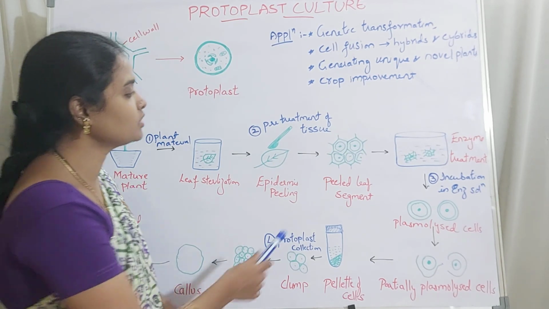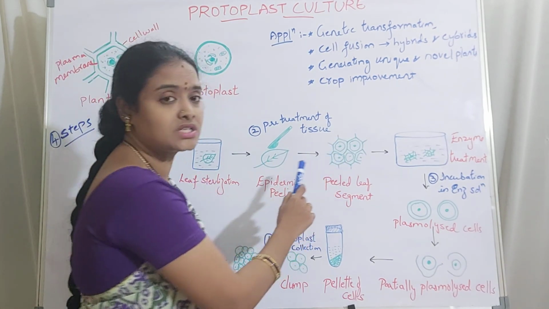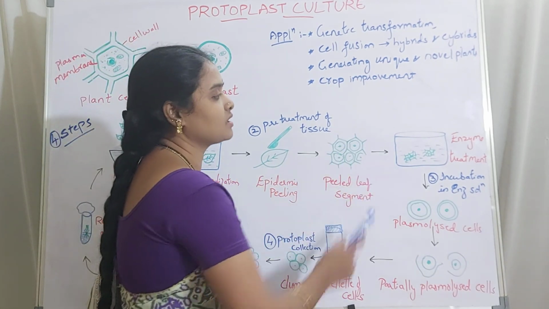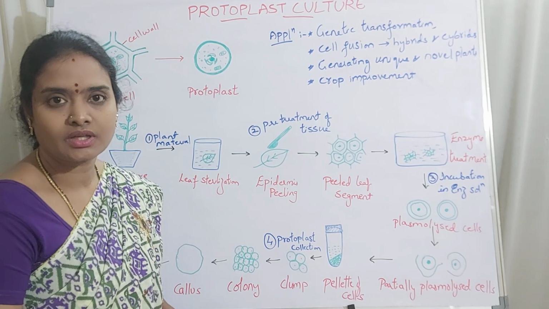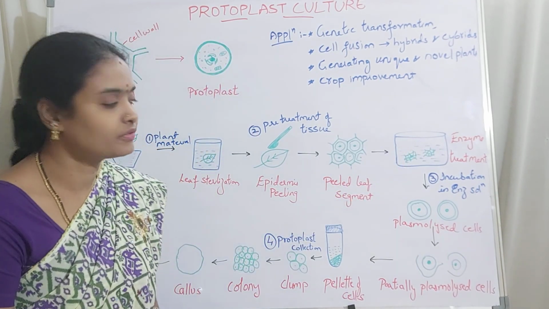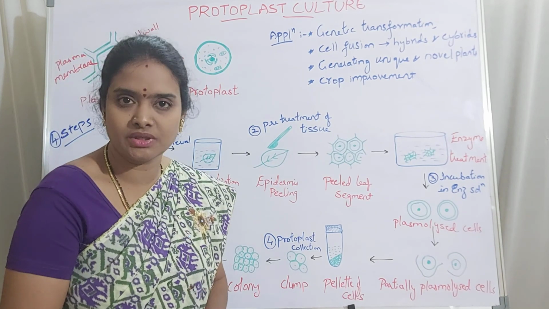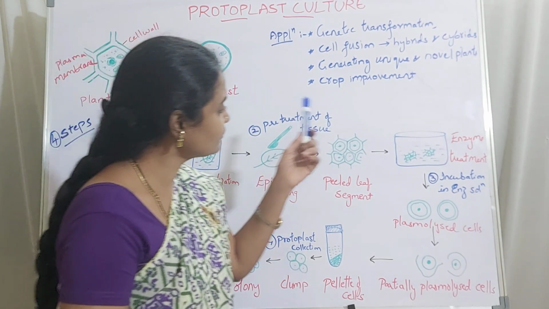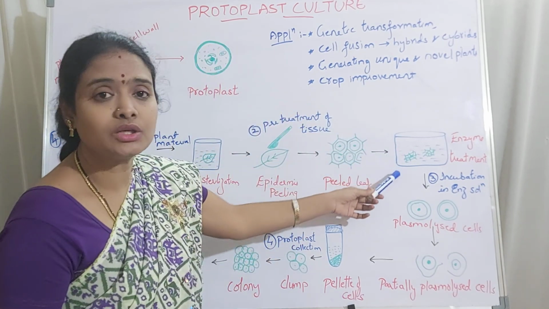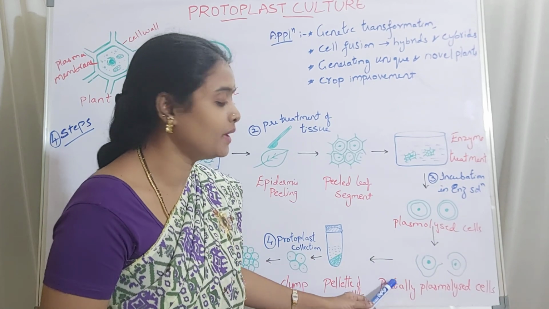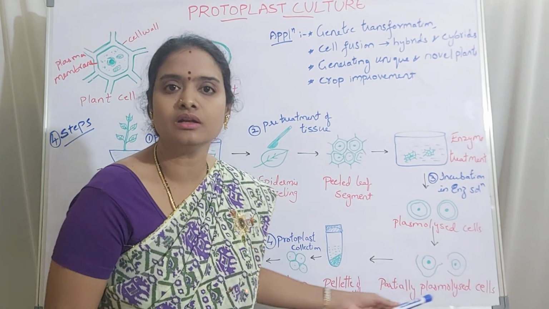So what you are going to do, these segments where the epidermal layer is peeled off are placed in enzyme solution. In the enzyme solution, you are going to incubate them for 15 to 30 minutes based on the concentration of the enzyme. After the incubation, you get plasmolyzed cells and also partially plasmolyzed cells.